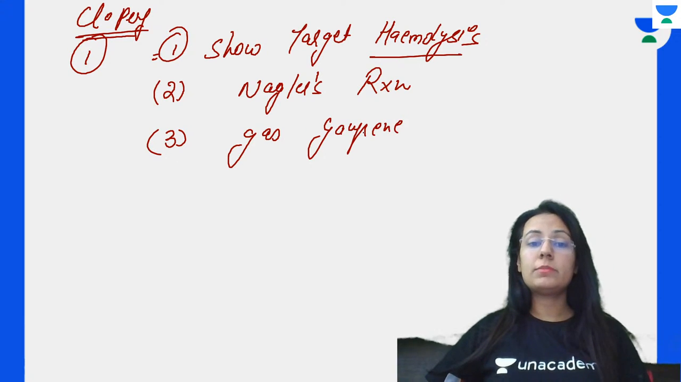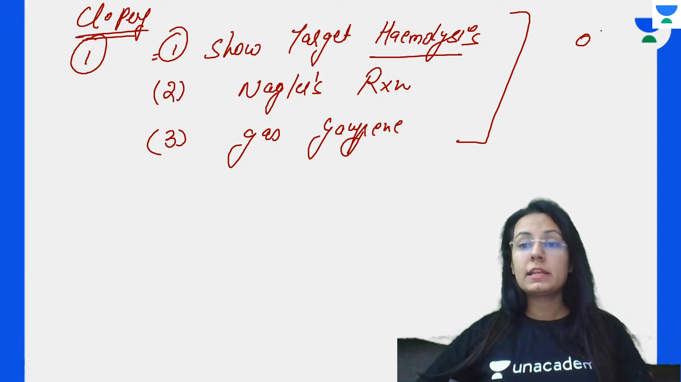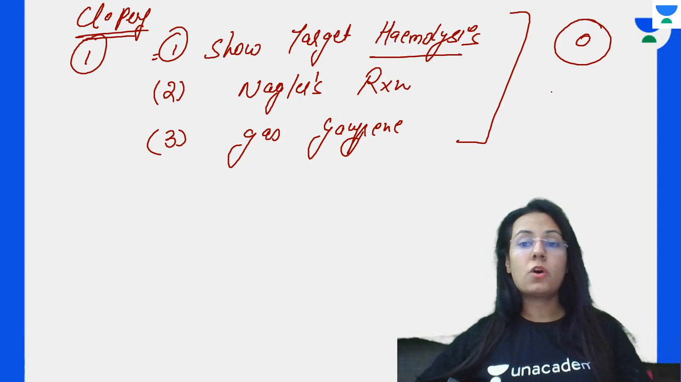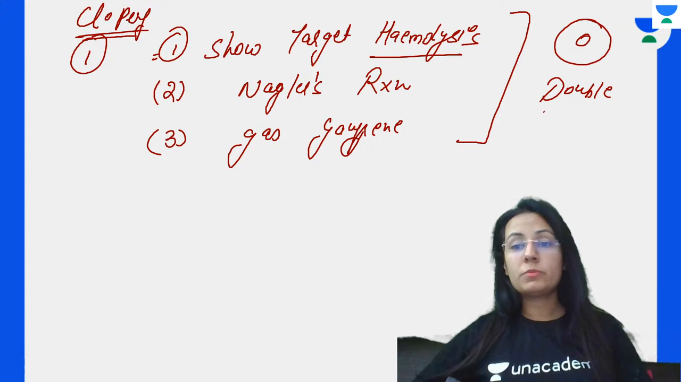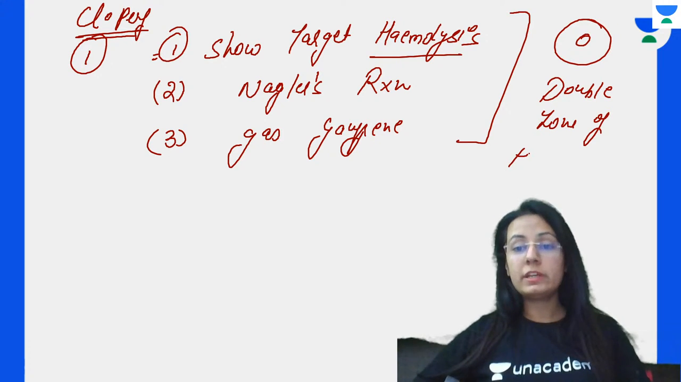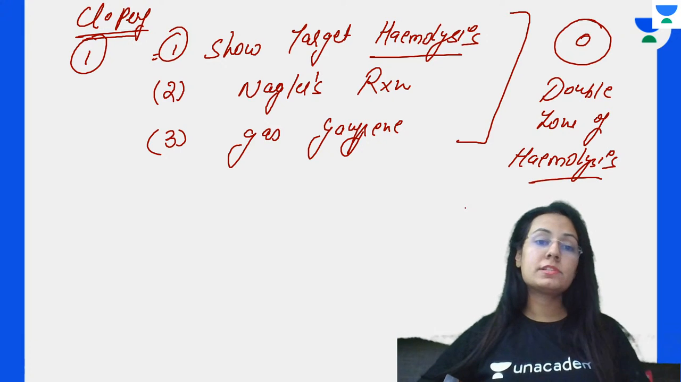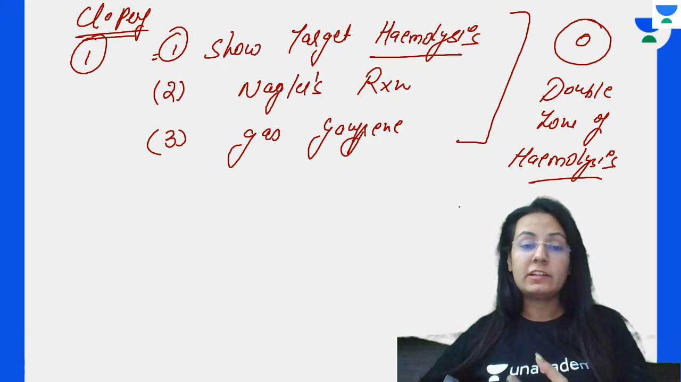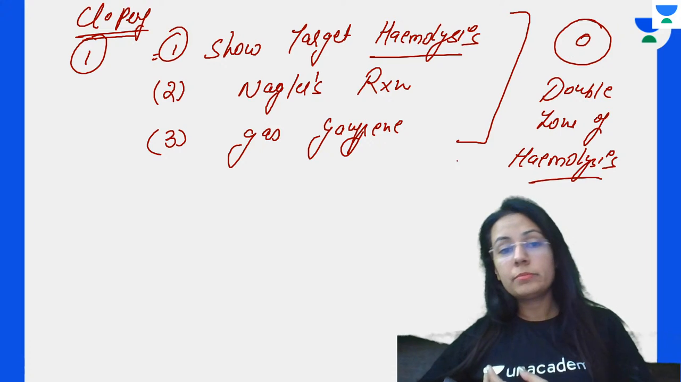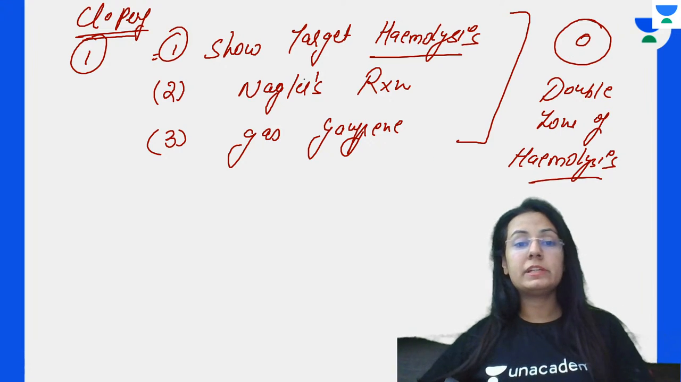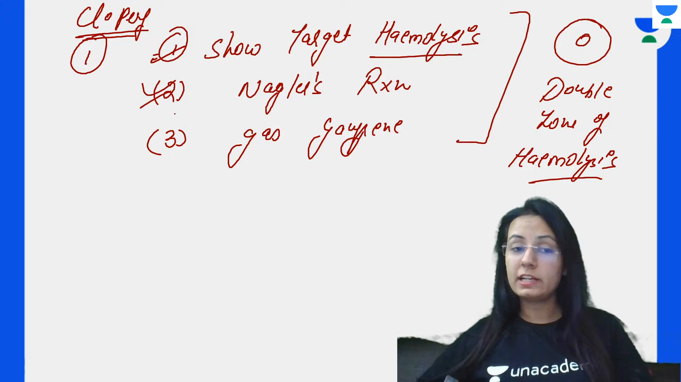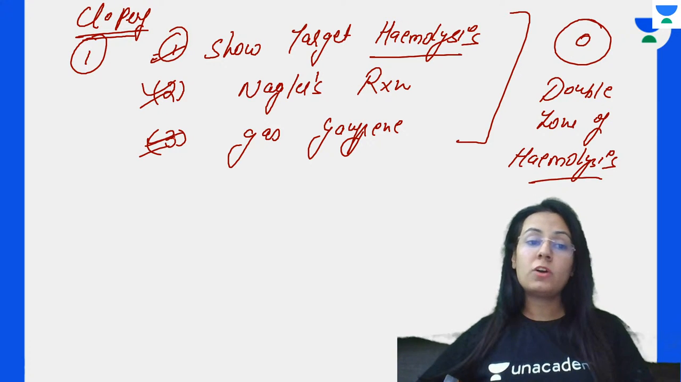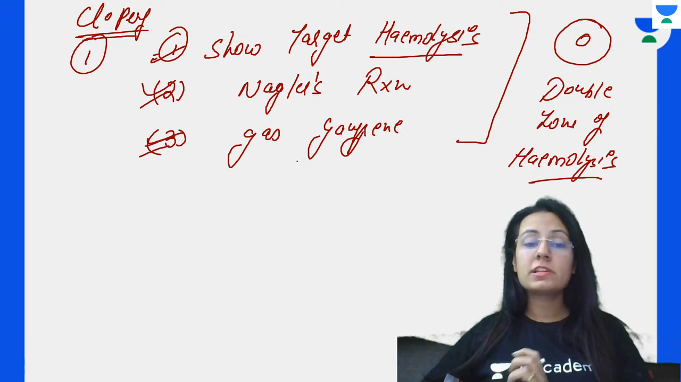These are the key important points we need to remember: they show the target hemolysis, or the double zone of hemolysis, plus they have lecithinase activity, and it is shown on the media containing lecithin in the egg yolk media. That is, they show Nagler's reaction that we'll see further, and they are the most common organism causing gas gangrene.